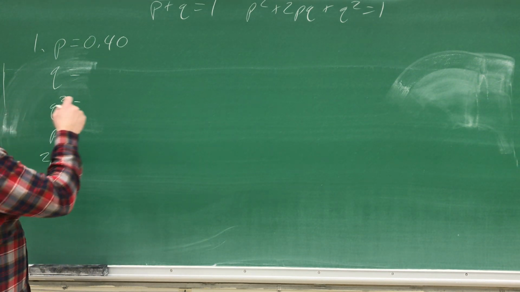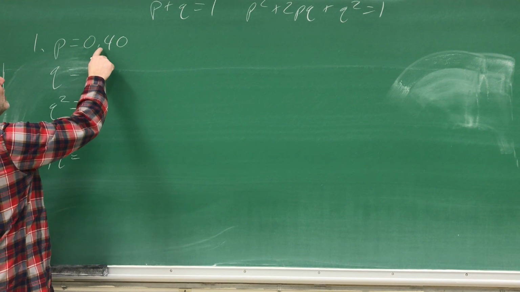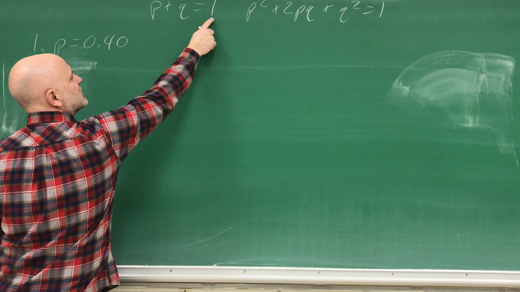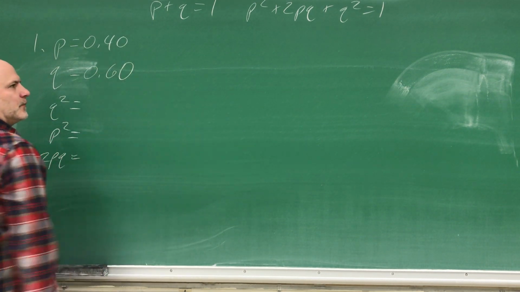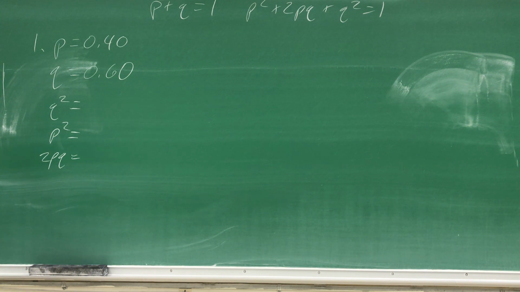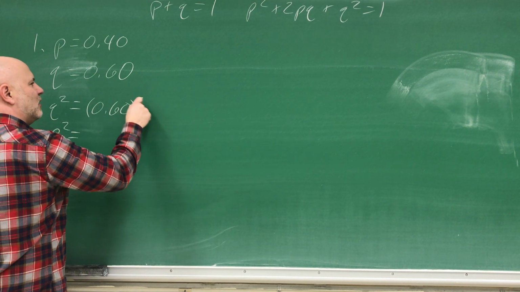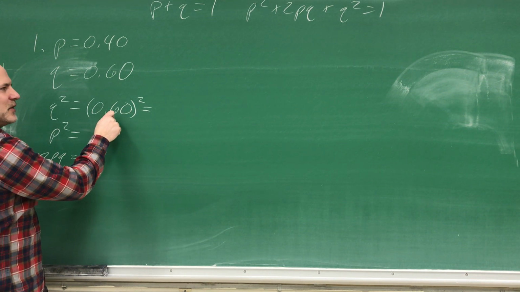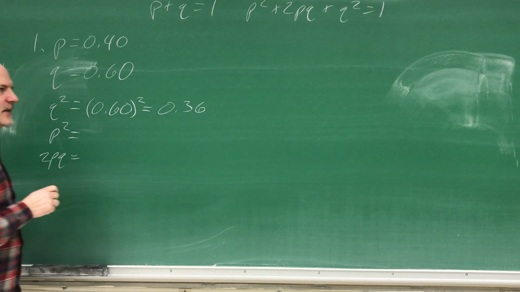Using this equation, if we do simple algebra to determine what q is, we're going to take p and subtract it from 1. So q equals 0.60. All right? To find out what q squared is, we're just going to take 0.60 and square it. So 6 times 6 is 36. Move the decimal over 2 spaces, 0.36.